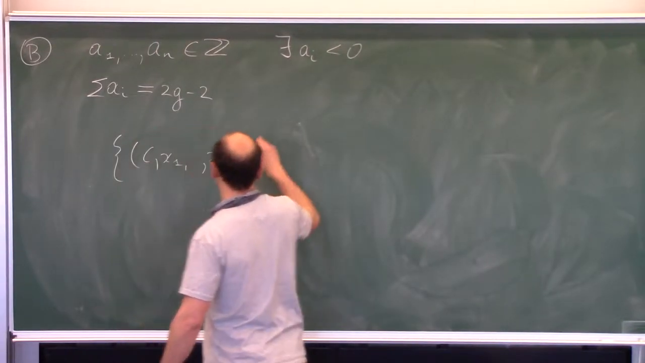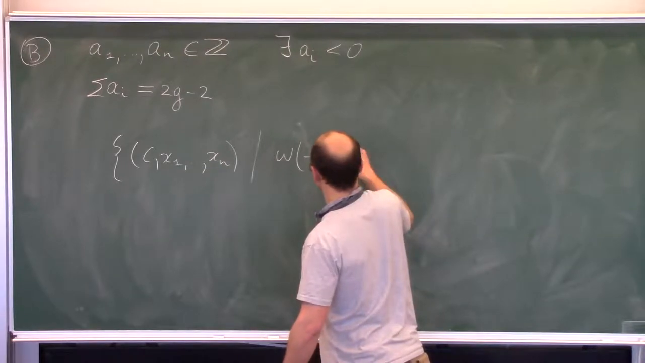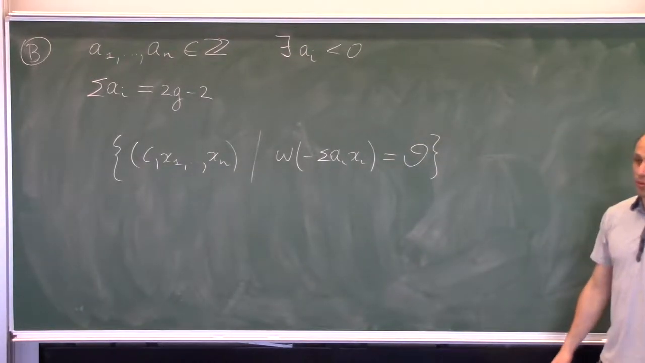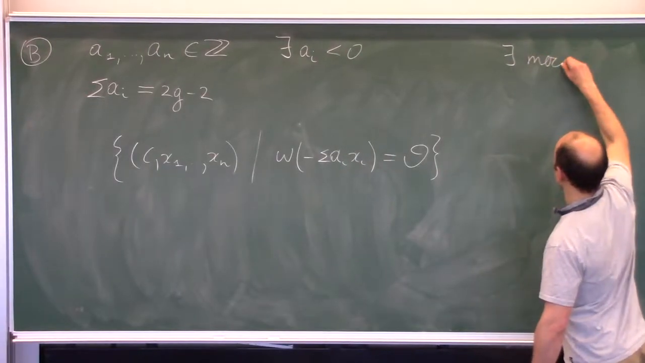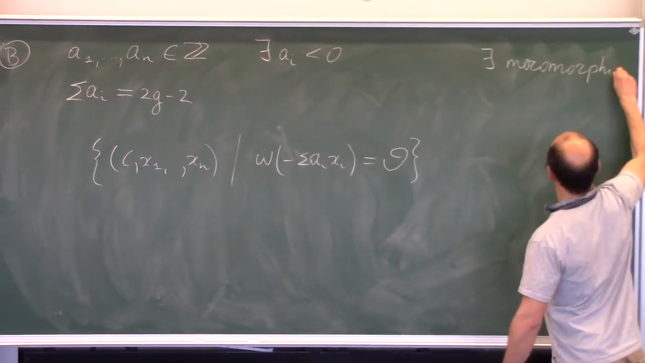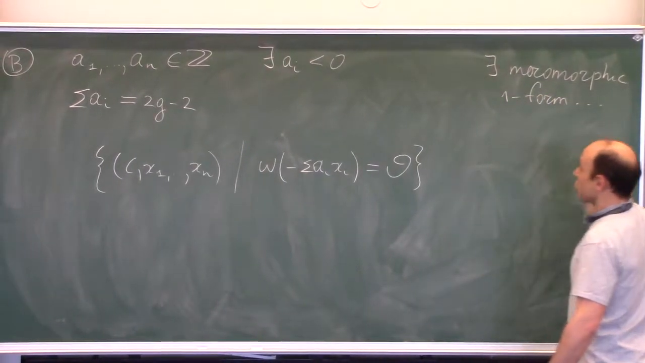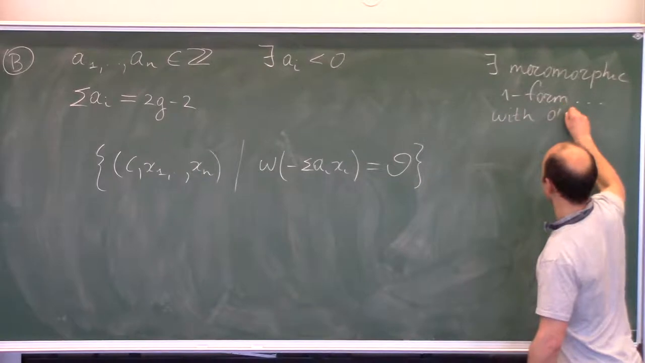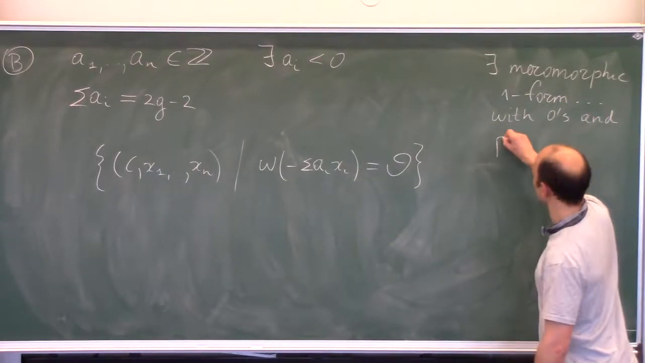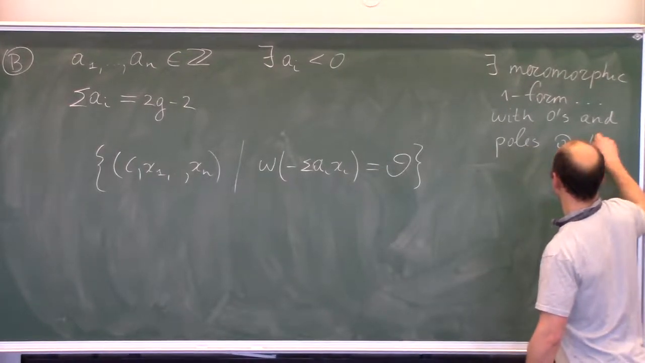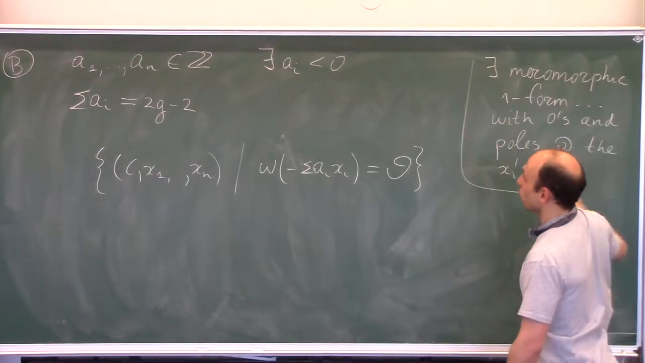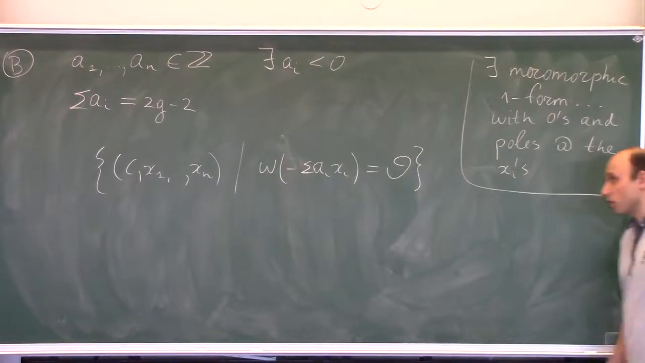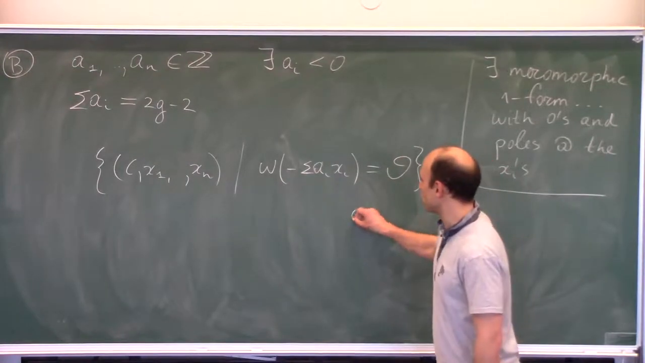To take the locus of curves such that this divisor is principal. So now that means that there exists a meromorphic one form with zeros and poles only at the marked points, at the xi's. And again, the orders are given by the ai's. The positive ai's correspond to zeros, and the negative ai's correspond to poles. So it looks like a very similar locus, but actually, this one is codimension g.